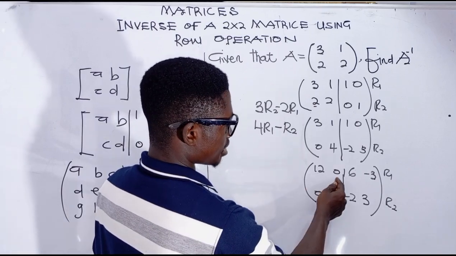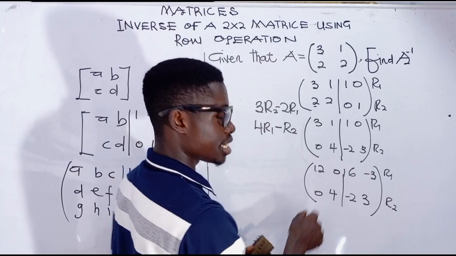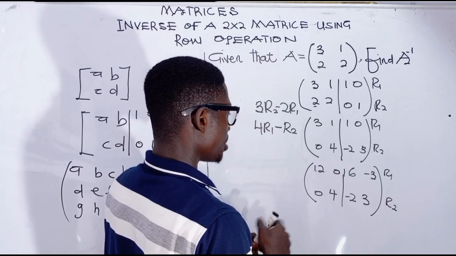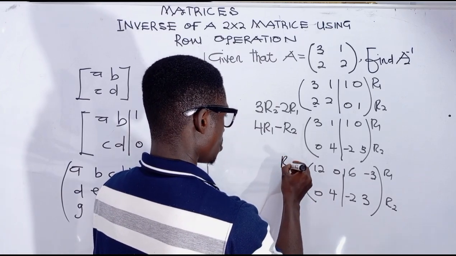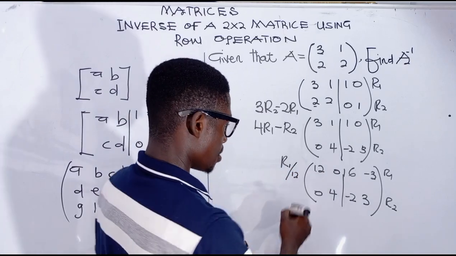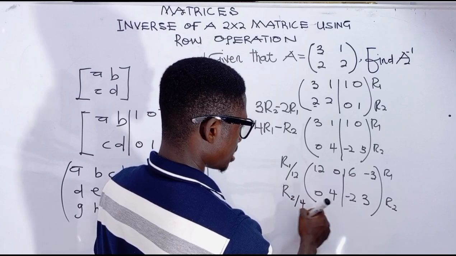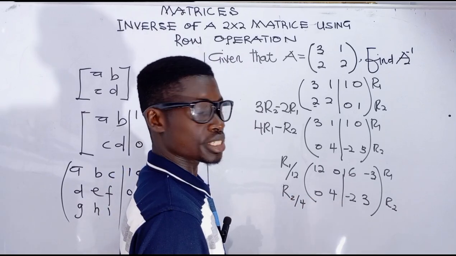So we are done with the zeros. Let's look at the leading diagonal. We want this entry to be 1. We want this entry to be 1. So realize that when we divide row 1 by 12, this entry is going to be 1. When we divide row 2 by 4, we are getting this entry to be 1. Do you agree with me?